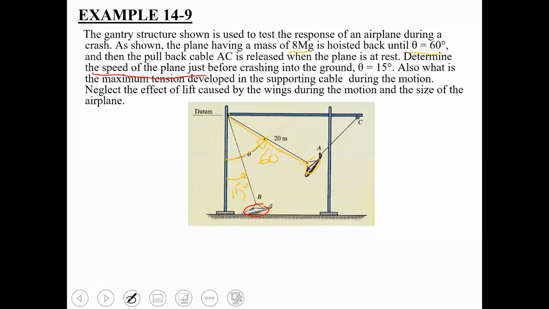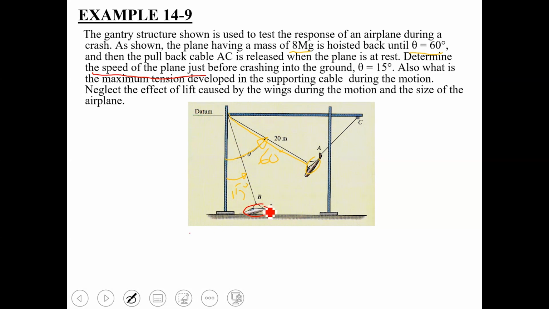Although आपके पास choice है, if you want, you can solve it using the प्रिंसिपल ऑफ वर्क एंड एनर्जी एज वेल. लेकिन जब आपके पास चॉइस मौजूद हो कि दोनों में से कोई भी प्रिंसिपल आप अप्लाई कर सकते हो, तो फिर कोशिश किया करें कि कंजर्वेशन ऑफ एनर्जी अप्लाई करें, बिकॉज इट गिव्स यू अ मच easier solution as compared to the principle of work and energy.